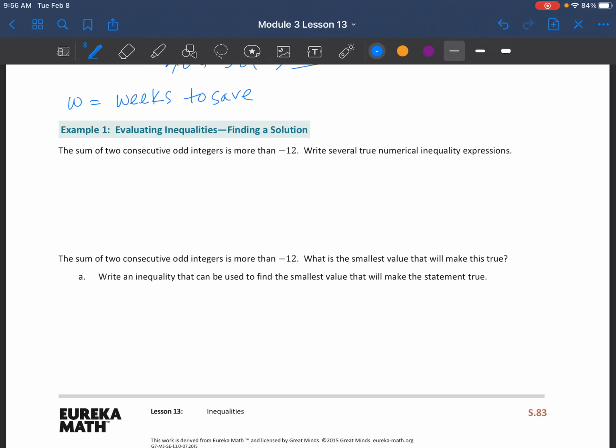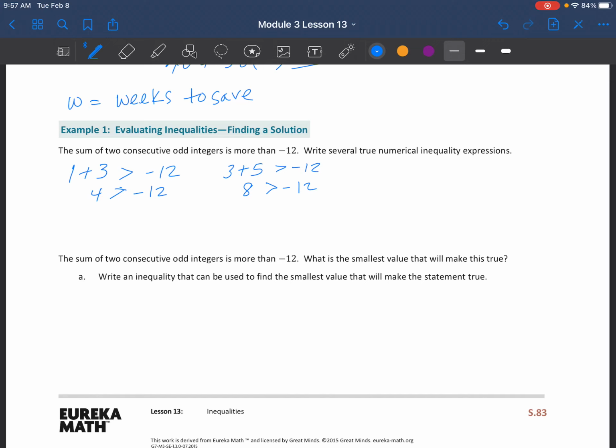So remember, these are two consecutive, which means they're right after each other, and they're odd integers. So that's our 1, 3, 5, 7, 9. So if I think about 1 plus 3, right, and I'm thinking about these have to be more than negative 12. Well, 1 plus 3 has to be greater than negative 12. Well, 1 plus 3 is 4. 4 is, in fact, greater than negative 12.